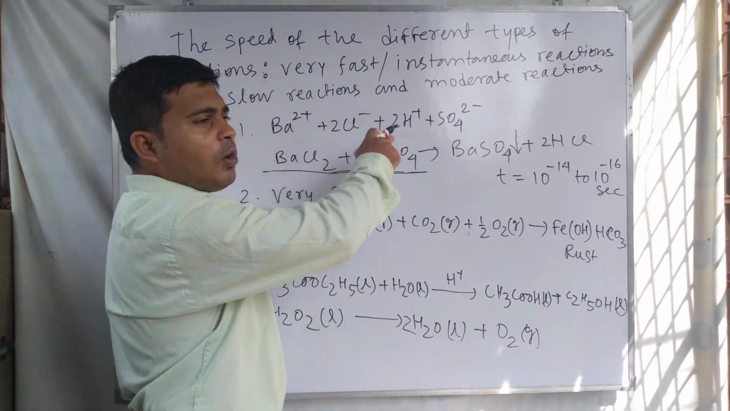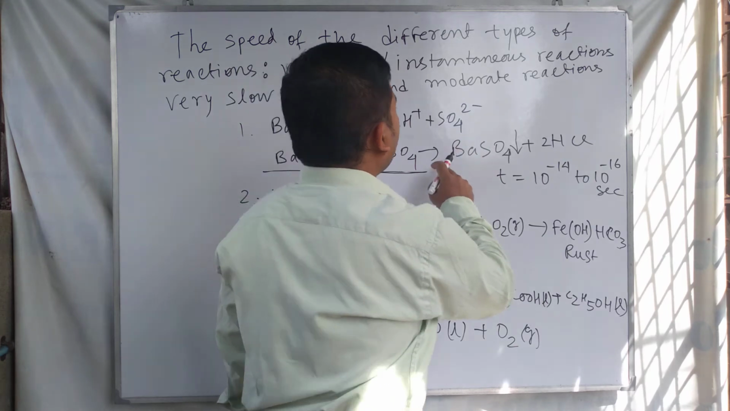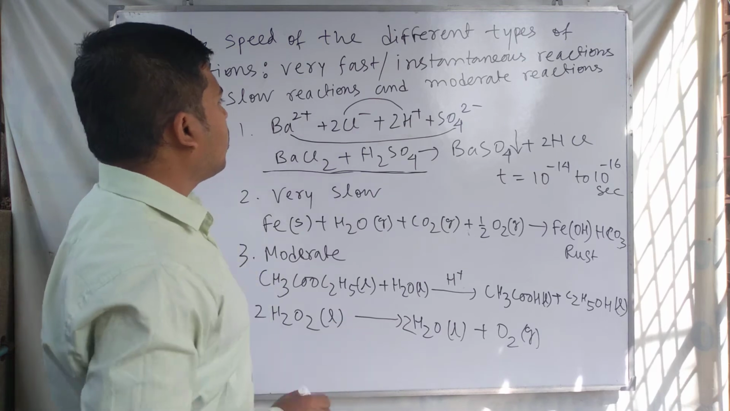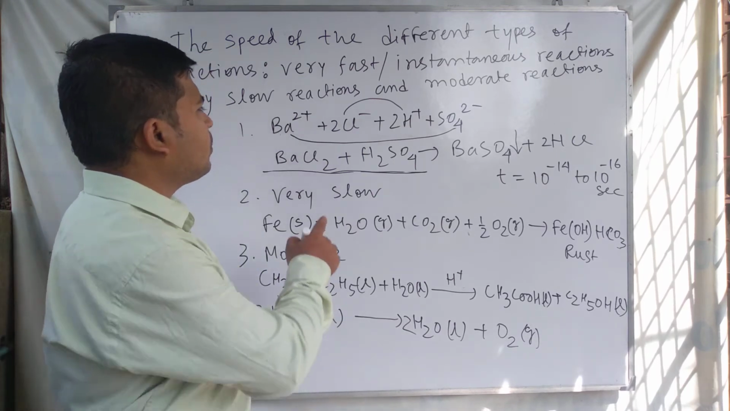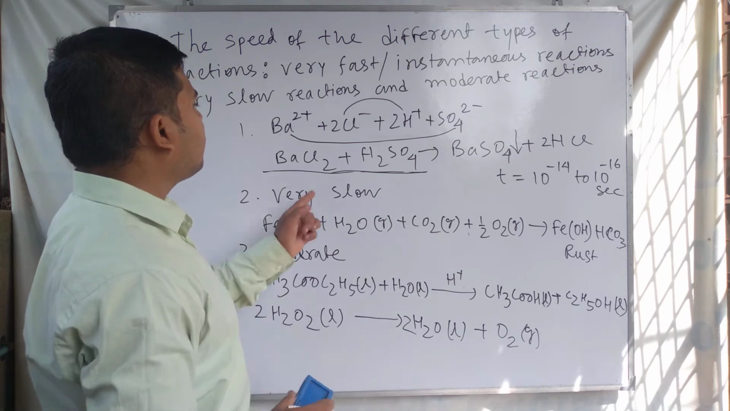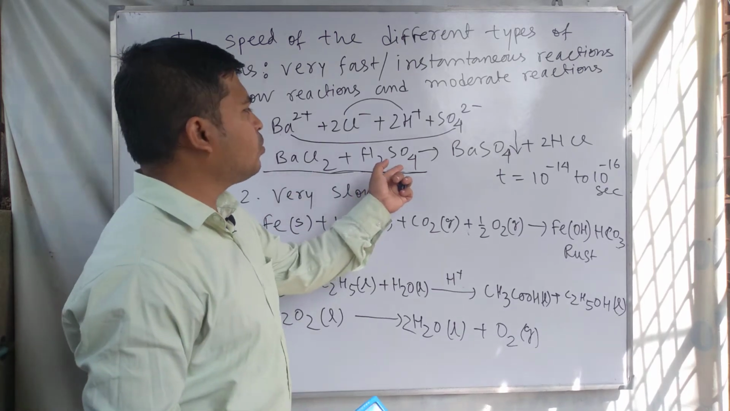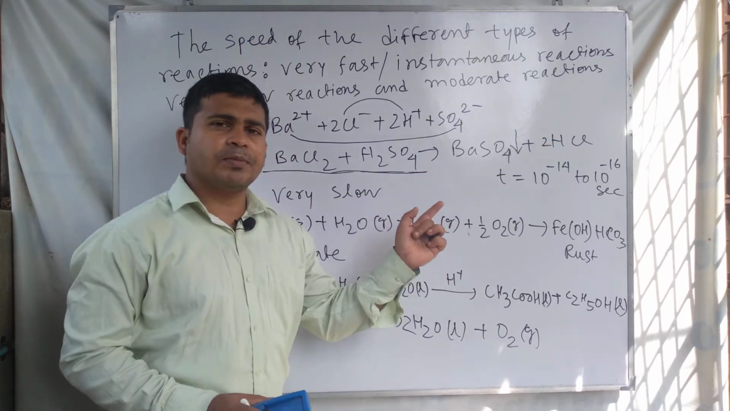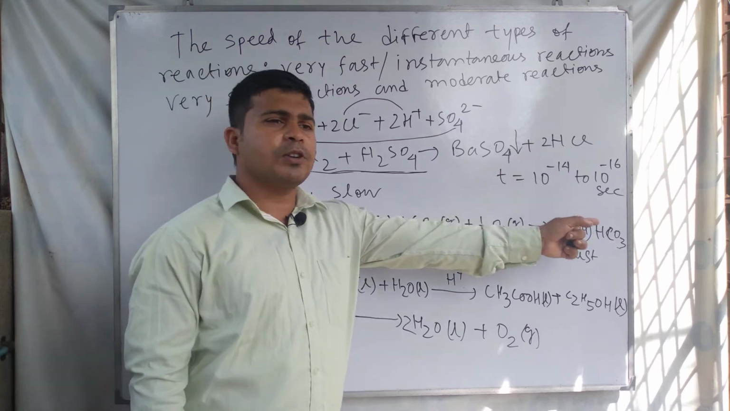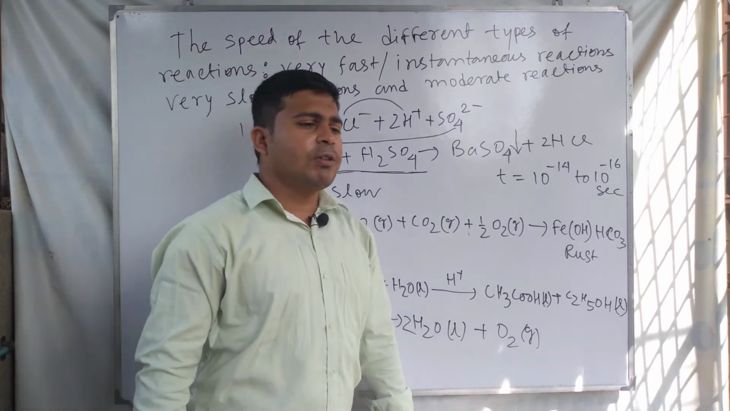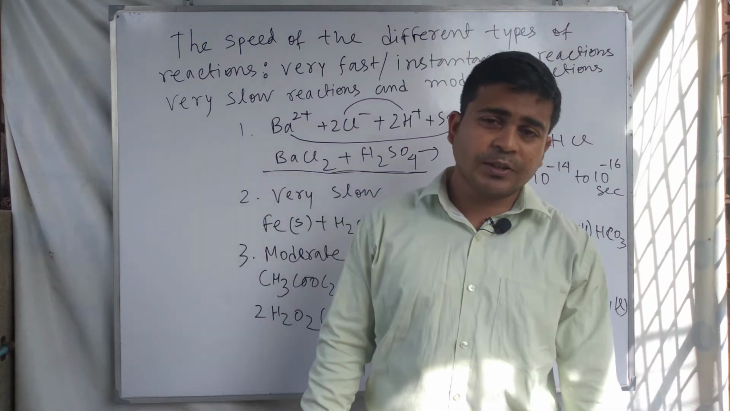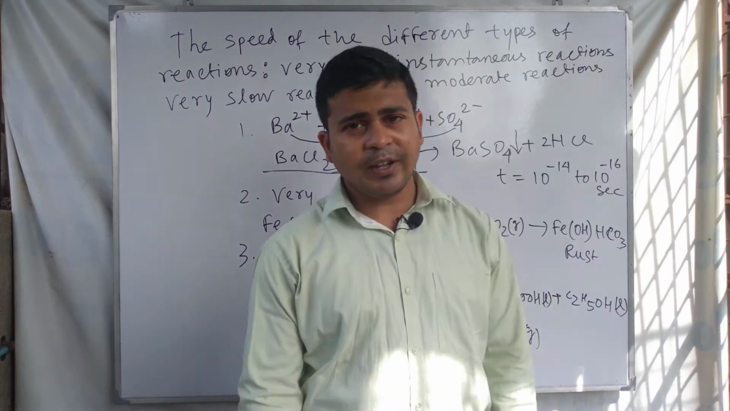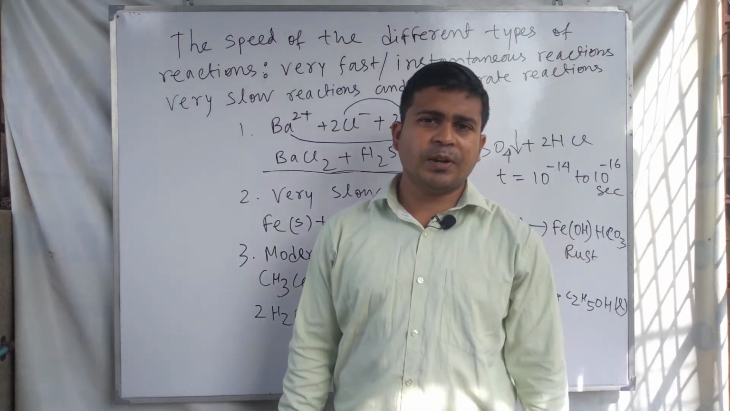These ions are already formed, and they just combine: barium combines with sulfate, and hydrogen combines with Cl minus. So when barium chloride and H2SO4 are mixed together, barium sulfate and hydrochloric acid are formed, and the reaction speed is very high, about 10 to the power minus 14 to 10 to the power minus 16 second. That is a very high rate of reaction. So what is the reason for this high speed? The reason is that the reaction is taking place in an ionic medium.